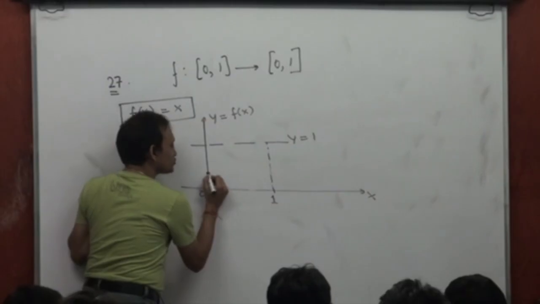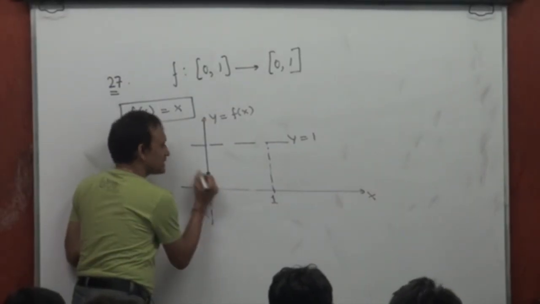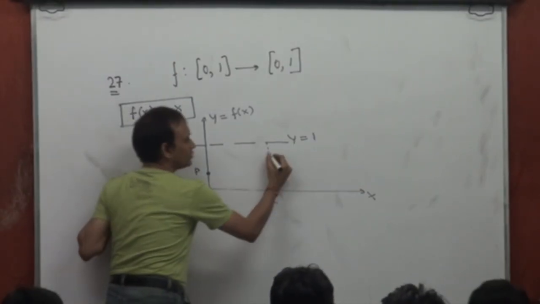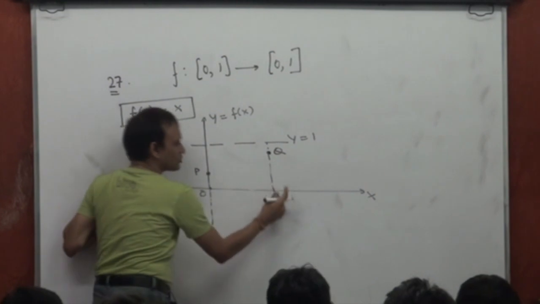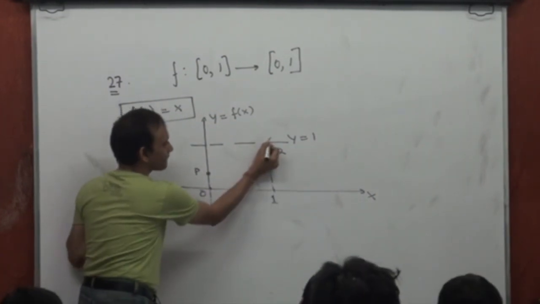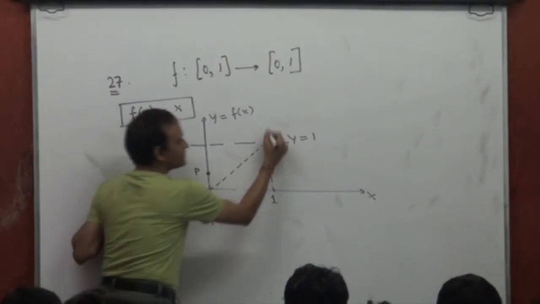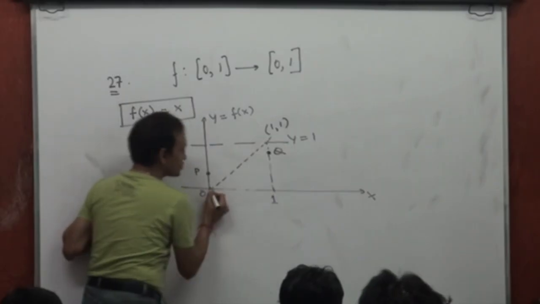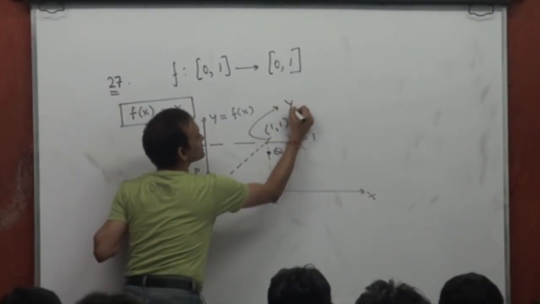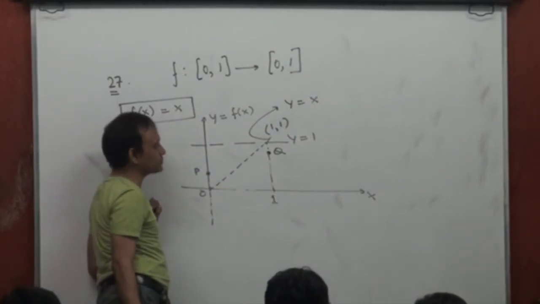At x equal to 0, the function assumes a certain value. Let's say this is the value at x equal to 0 of the function. At x equal to 1, it assumes a certain value that corresponds to Q. This is (0, 0) and this is (1, 1). So this line is y equal to x.